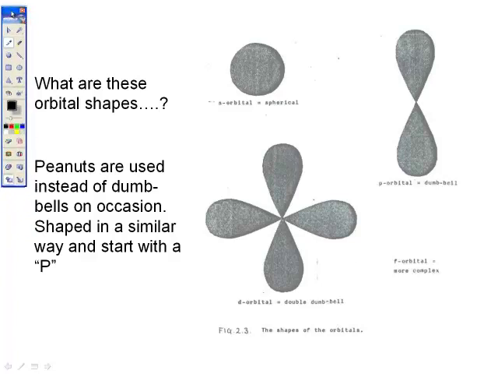So the orbital shapes are shown here. An S sublevel has a spherical shape.